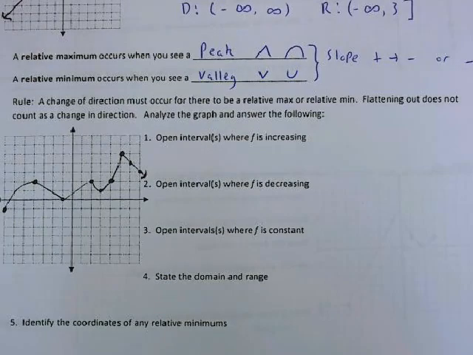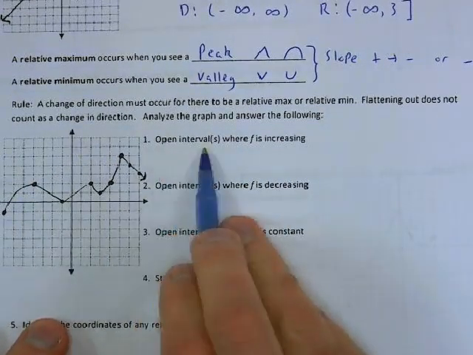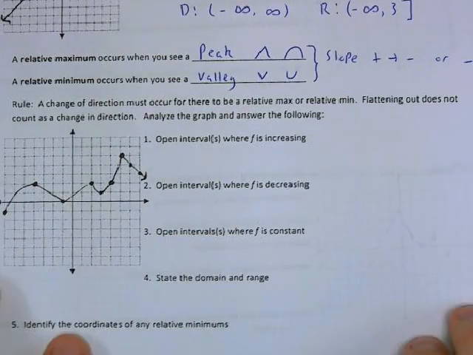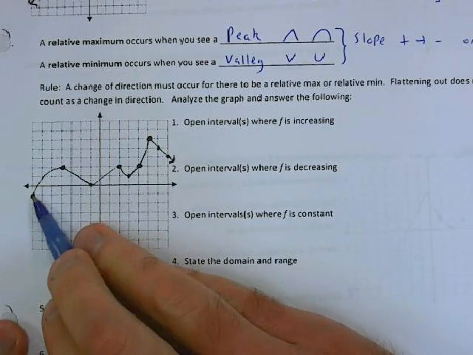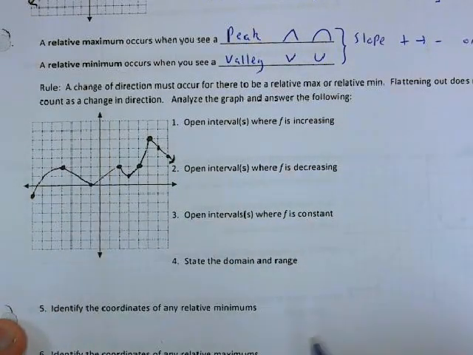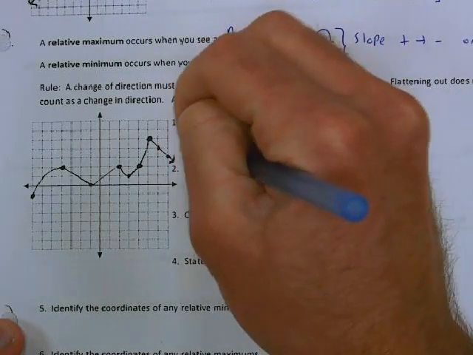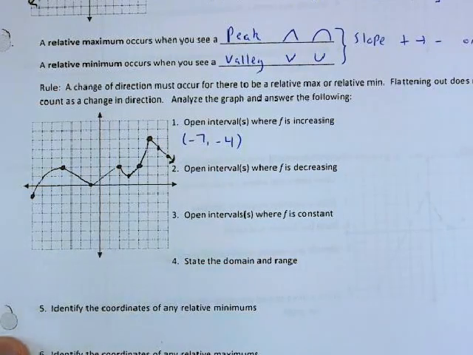All right, so analyze the graph and answer the following. First of all, state the open intervals where our function is increasing. Where does that take place? So where is this function increasing? Well, it starts off increasing from this x value to that x value, which is from -7 to -4. Okay, is that the only place that it's increasing?